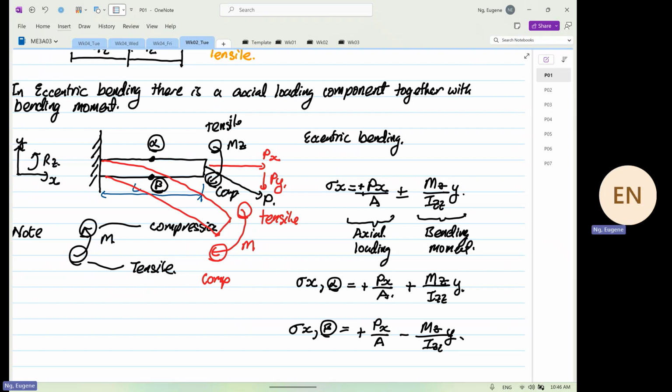These structures, compound loading. Okay, you have to use this. You don't use this, we will be lost. Are we clear? Now, yes, sir.